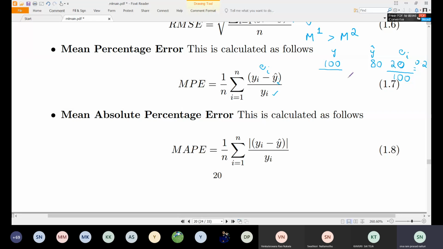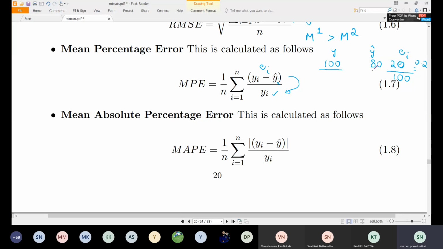So whenever you want to calculate error as a percentage of actual value, we use these formulas. This is the error as a percentage of this actual value. And 20% of the actual weight is the error. His actual weight is 100 whereas the predicted value is 80, so the error is 20%.